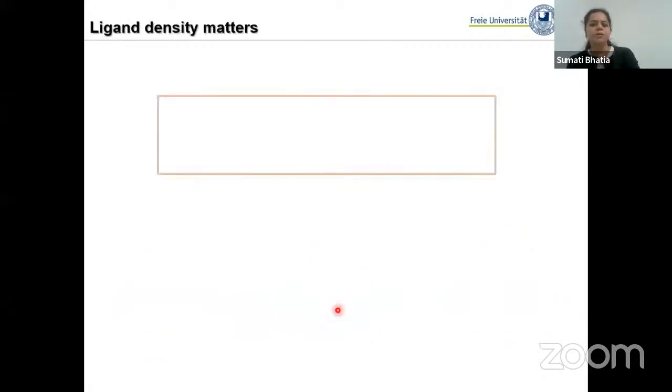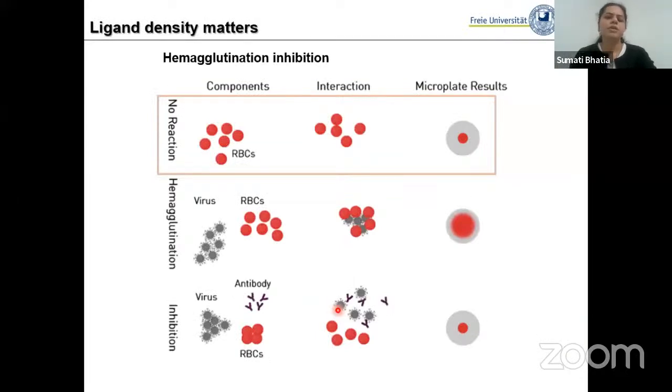And what we did for screening, we did the hemagglutinin inhibition. This is a very basic assay one can do in the lab. It's quite simple. I will just explain the mechanism first and then the result. So we screened all these compounds in a hemagglutination inhibition test. So what is a hemagglutination inhibition test?